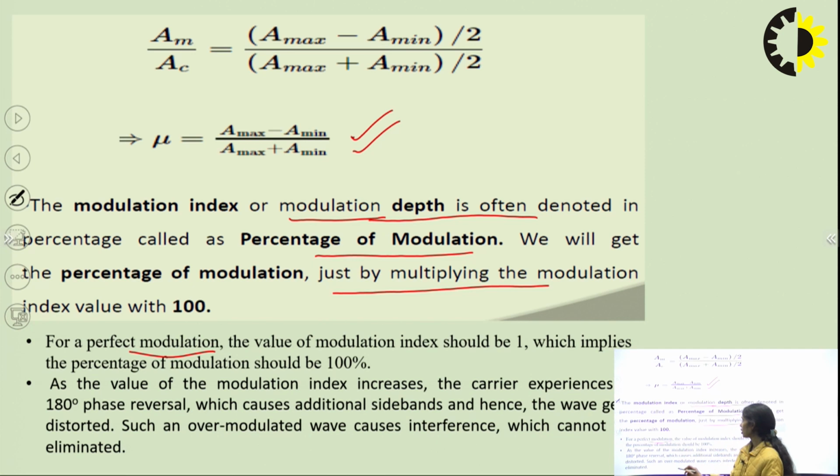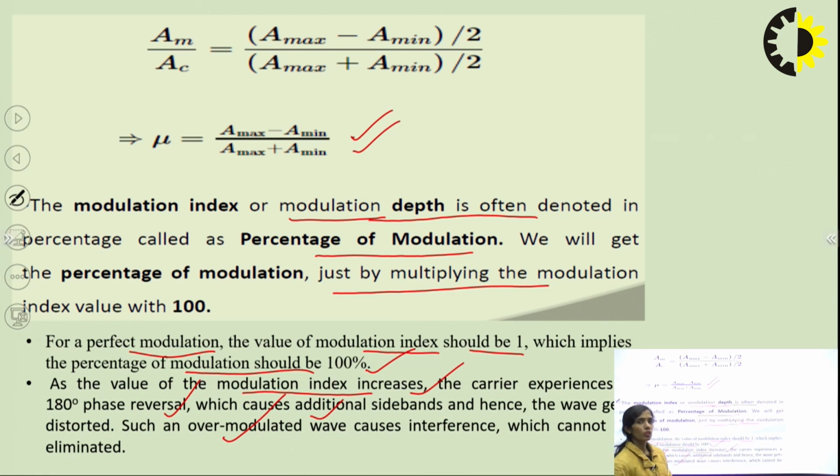For a perfect modulation, the modulation index should be 1, which implies that we have 100% modulation. And if we increase the modulation index, the carrier experiences 180-degree phase reversal, which causes additional sidebands, and hence the signal gets distorted. This comes under the category of over-modulated wave, which causes interference, and this interference cannot be eliminated. So we just want to avoid this.